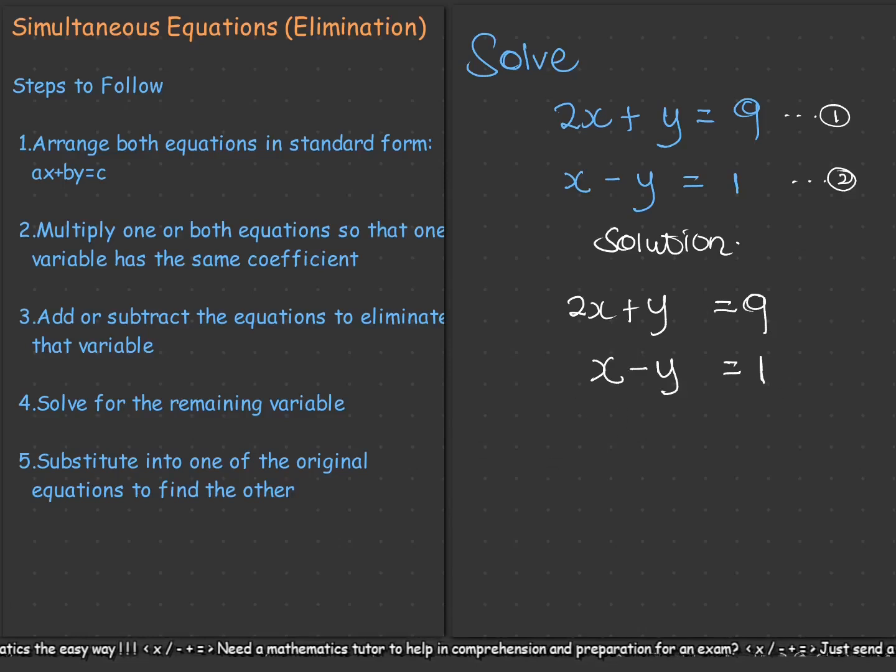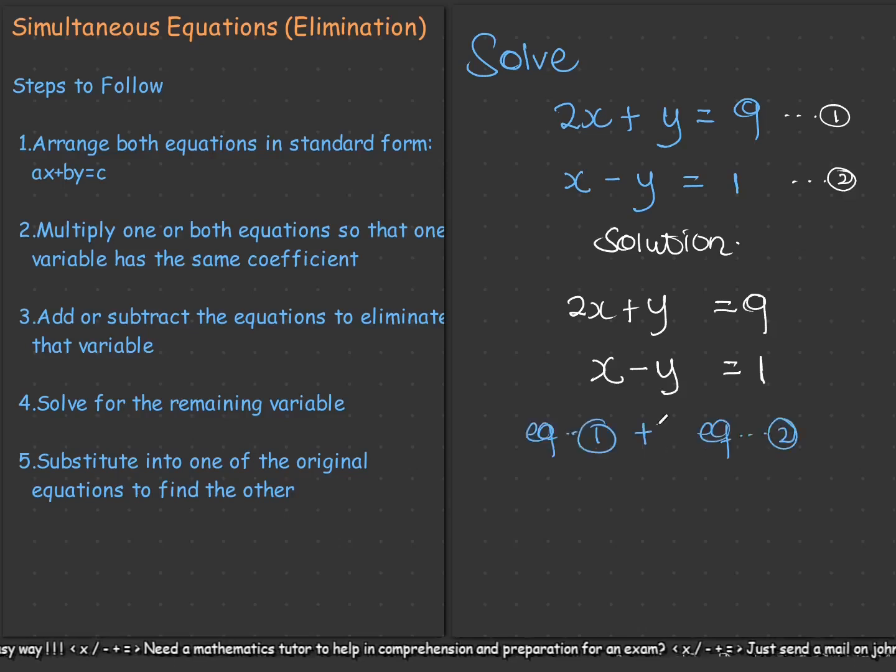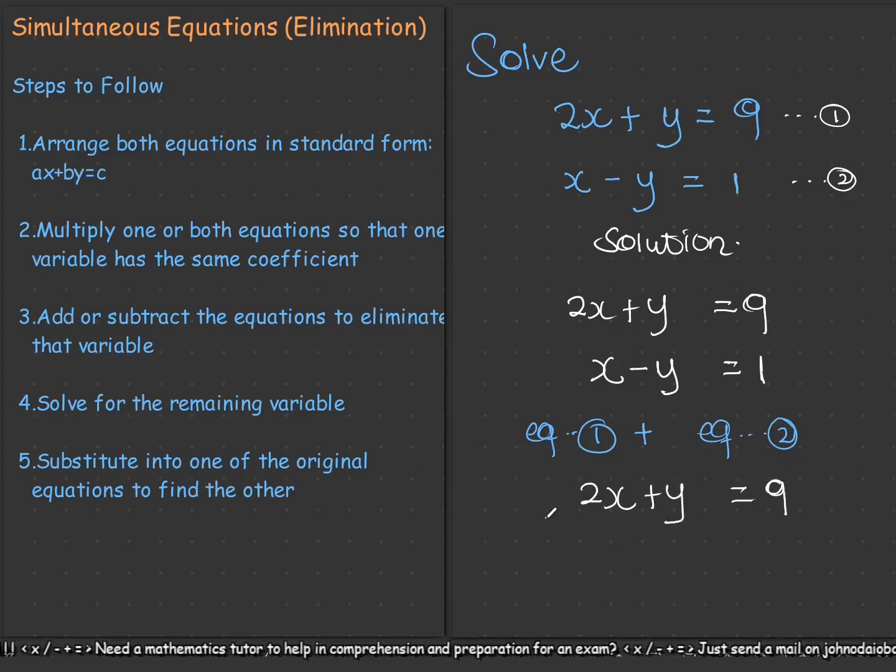So over here, I'm going to write equation 1 plus equation 2. And how do we write that to add them? We have 2x plus y equals 9, this being our equation 1. Then x minus y equals 1 being our equation 2.